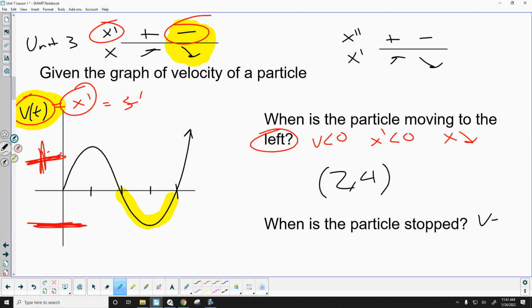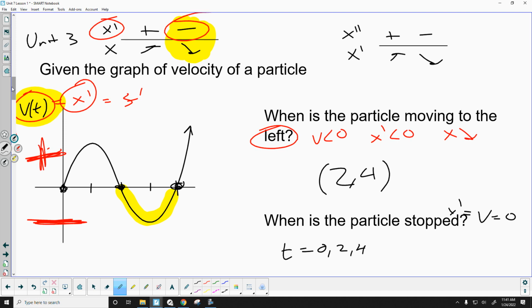When does the particle stop? When v is 0, when x prime equals 0. I have v, when is it 0? It's not at 1 and at 3. It's at 0, at 2, at 4. Okay, now, let's see.